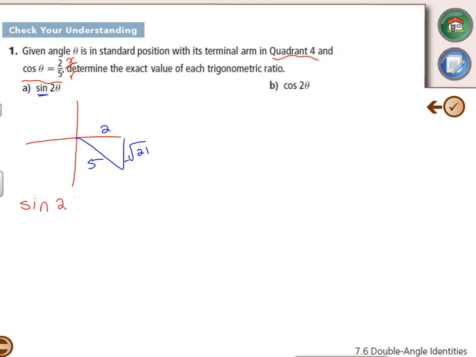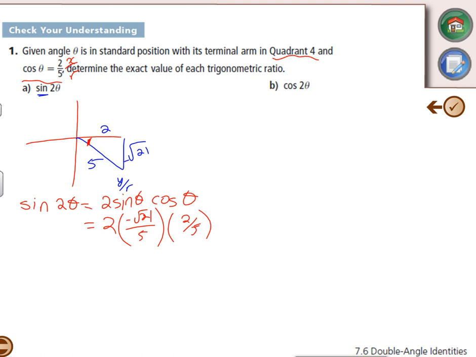Sine of 2 theta. I don't even know what that angle is, but I'm able to find the value by using our formula. 2 sine theta cos theta. Plug her in. 2 times the sine of this, y over r, so we've got negative root 21 over 5. And the cos theta, hey, I already know what that was, 2/5. They told me in the question.